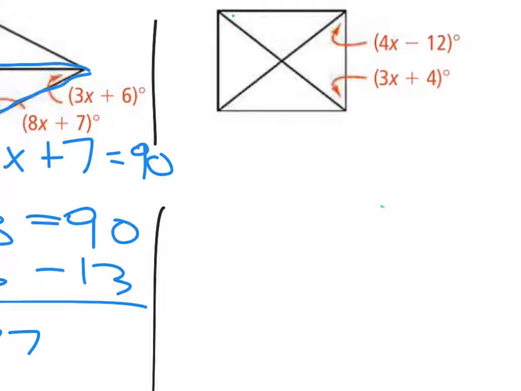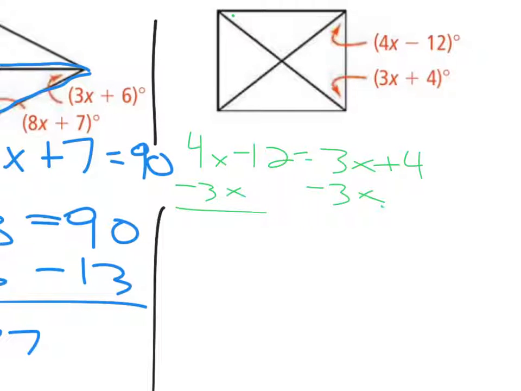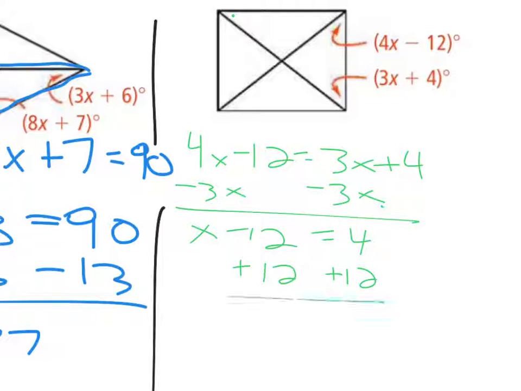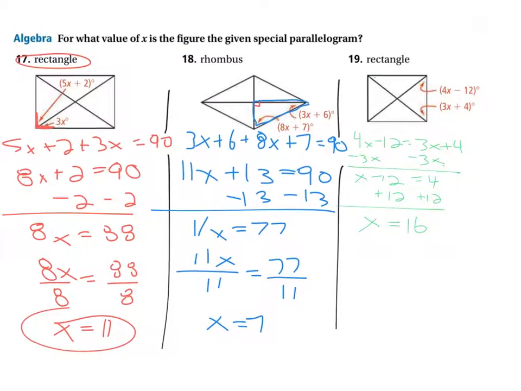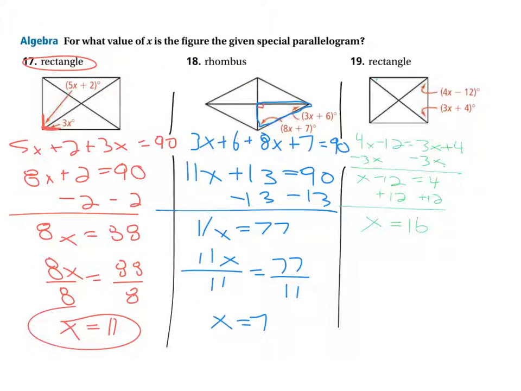That's better. Okay, 4x minus 12 equals 3x plus 4. And if I subtract 3x, I get x minus 12 equals 4. Add 12 to both sides, and we get x is equal to 16. That is the value of x that will make those two angles equal. So that's your answer for each one of those. Hope that helped.